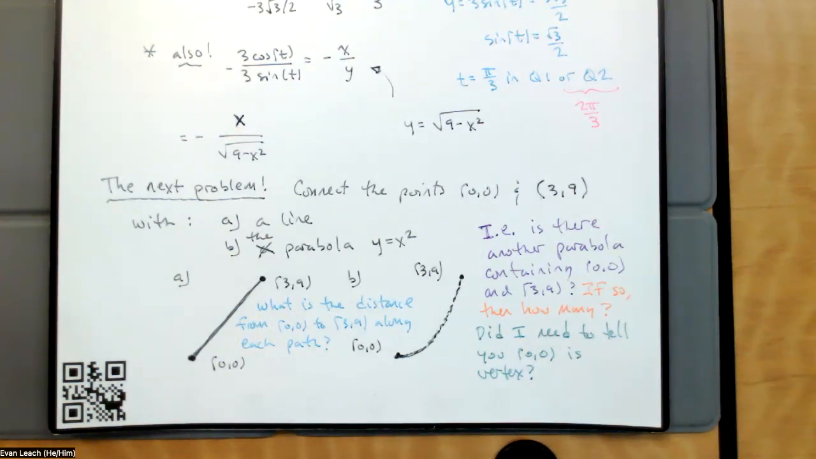Which one is shorter, by the way? Are they the same? It's the two endpoints. No, they're not going to be the same. Which one is shorter? The straight line. The shortest distance between 2 points on a plane is a straight line. So there's that. So the parabola is going to be longer from 0, 0 to 3, 9. I want to know, what is the distance from 0, 0 to 3, 9 along each? Any questions on what the question is?